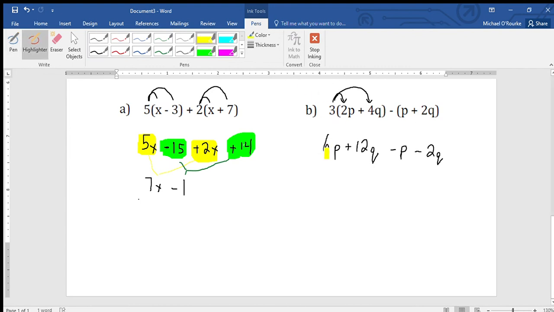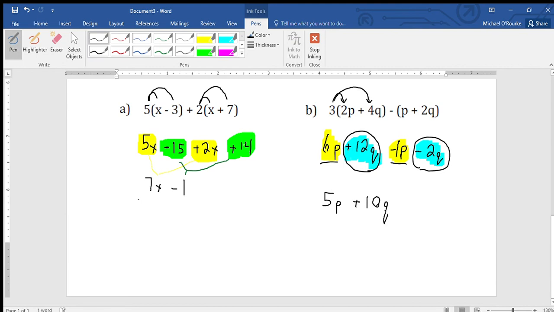Then let's highlight our like terms. I'm just highlighting so you know what you could do. You could do the underlining and the circling if you wish, right? Just make sure you get the sign in front. So first 6p minus p, that'd be a 1p. 6 minus 1 is 5p. 12q minus 2q is going to be 10q. Okay?